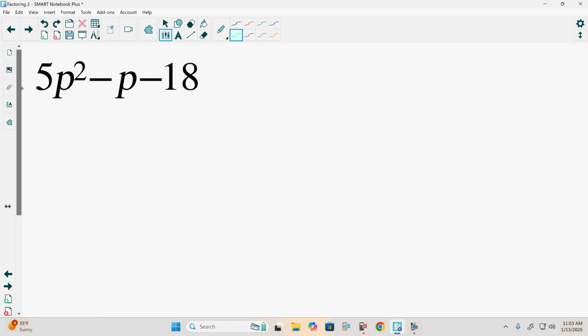5p squared minus p minus 18. Is there a greatest common factor between these three terms? Well, the only thing, guys, let's focus in. The only thing that can go into all three would be 1. So there is no greatest common factor we can factor out that would help make factoring simpler or nicer.